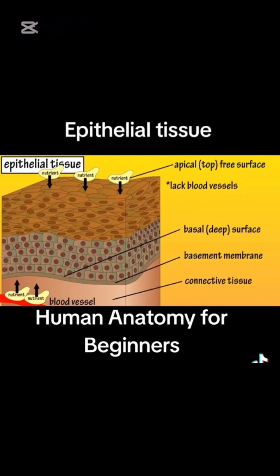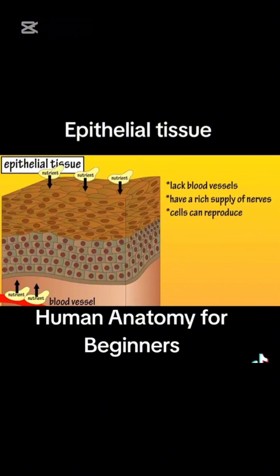Epithelial tissue is also innervated, which means that they have a rich supply of nerves, and epithelial cells can reproduce themselves, which is important because they go through severe wear and tear, such as in the skin and the respiratory and digestive tracts. Epithelial tissue has several important functions.